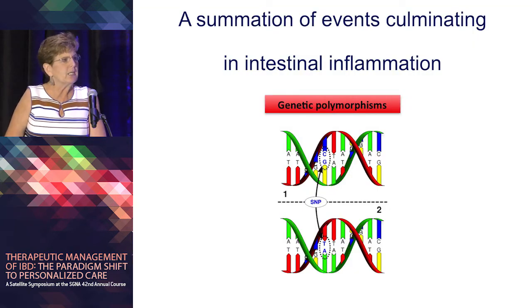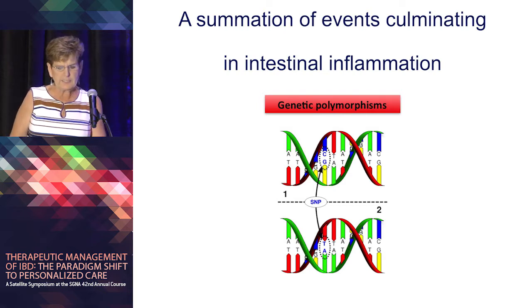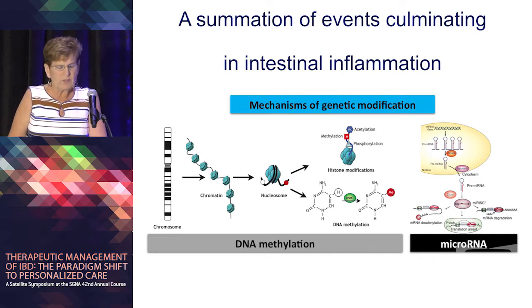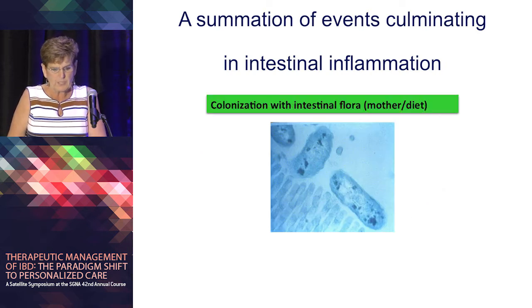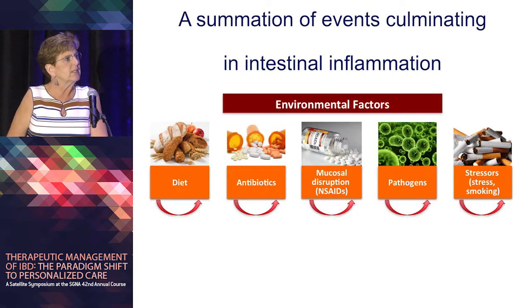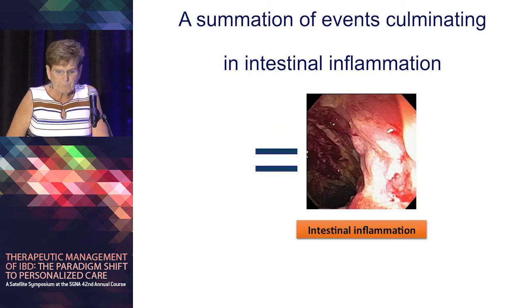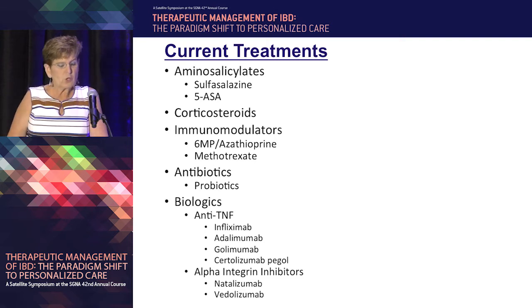And so what we've got here is a summation of events accumulating, again, as I said, to the intestinal inflammation. We've got the genetic predisposition, we've got the genetic modification, and then we've got the changes in the gut microflora, and then the different environmental factors that we just went over, causing the inflammatory process. So for current treatments, it's really important that you know where the disease is and how severe the disease is in order to choose the treatment.